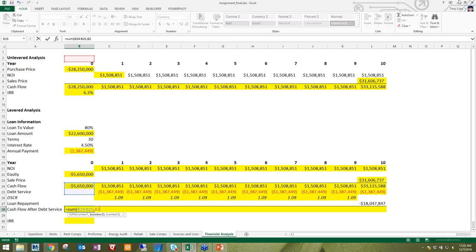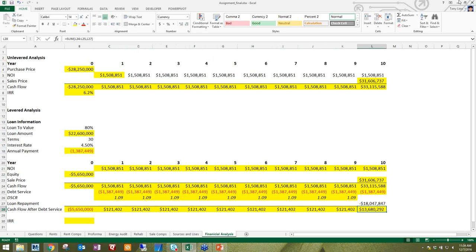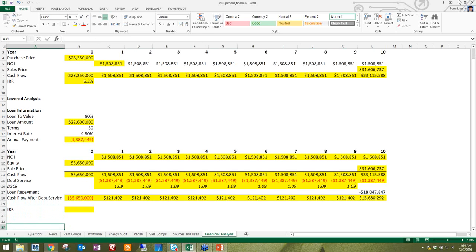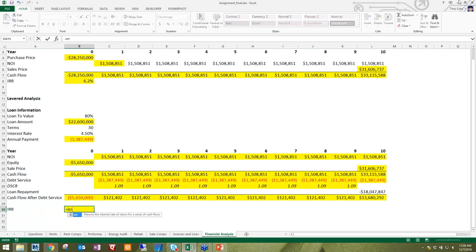These two lines and this line. So you're going to outlay $5.6 million in cash. After paying all your debt and tax, you're going to have $121,000 in cash flow after paying debt service, and you're going to get that through the years. And then at year 10, you're going to sell it. You're going to sell it for $33 million, and you're going to repay the bank $18 million, so you'll get $13 million back in your pocket. And then your IRR is going to be the stream of that cash flow, which is 10.7%.